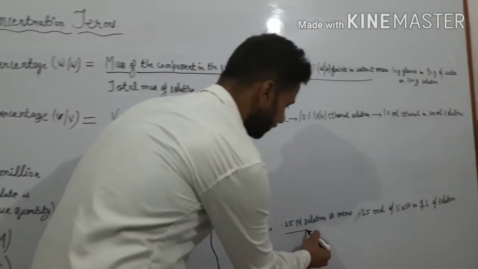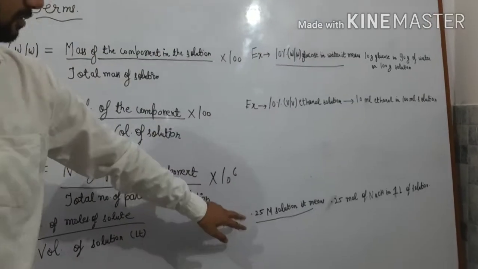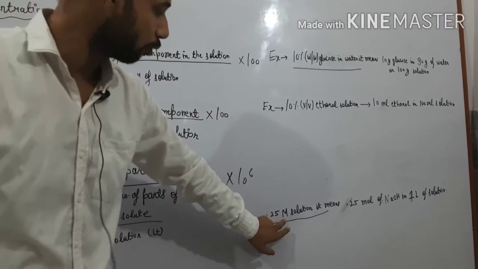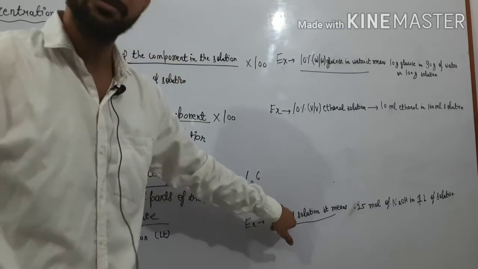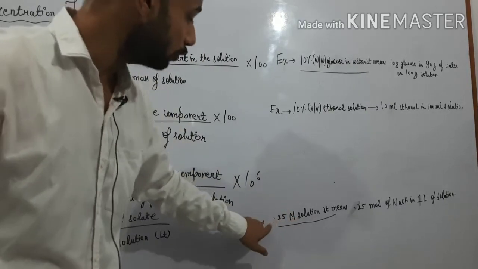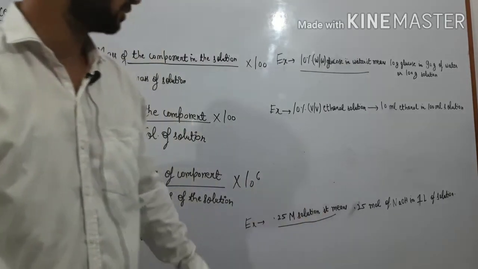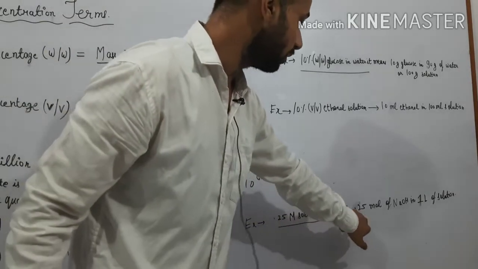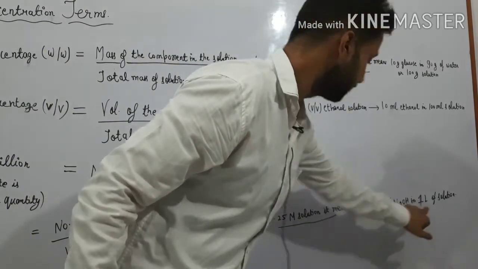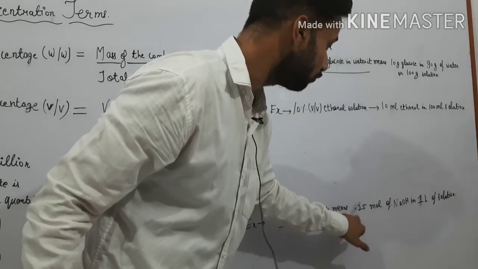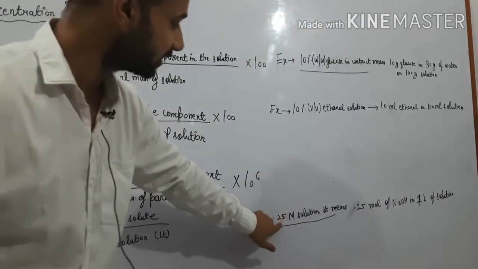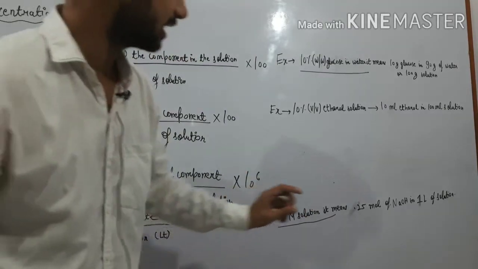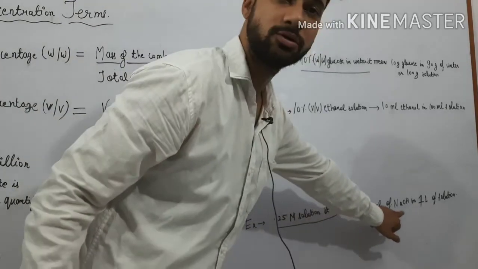If there is a statement written 0.25 molar solution, what does this mean? Capital M means molarity. 0.25 molar solution means that in 1 liter of solution there are 0.25 moles of NaOH. You understand? In 1 liter of the solution there are 0.25 moles of solute.